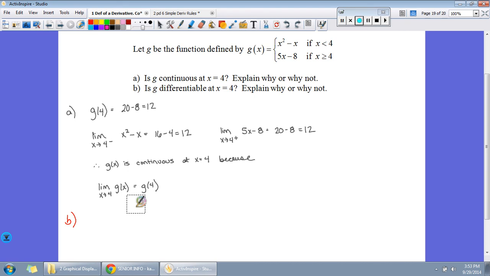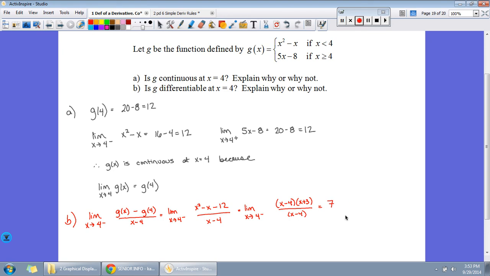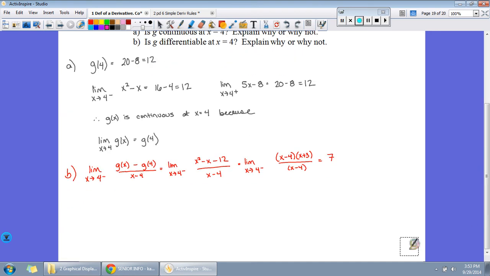Proving differentiability is pretty much the same thing. We also have to show the left and right-sided limits of the derivative, or the alternative definition of the derivative, equal the same number. So for our alternate version of the derivative, we're going to plug in x squared minus 4 minus g of 4 over x minus 4 and factor the numerator, cancel the like factor, and plug in 4, which is going to be the 4 plus 3 equal to 7.